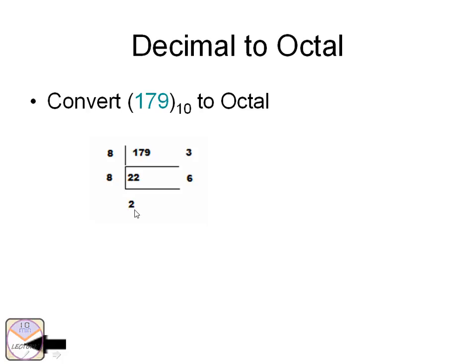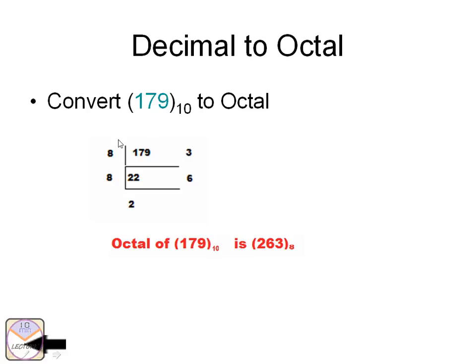Now what you have to do is write these remainders in the bottom up order, that is 263. 263 is the octal representation of the decimal 179. So that is decimal to octal. It is simple, you have to just factorize the given number using 8, and the remainders you have to keep aside. In the final result, you have to write the remainders in the bottom up order, 263.